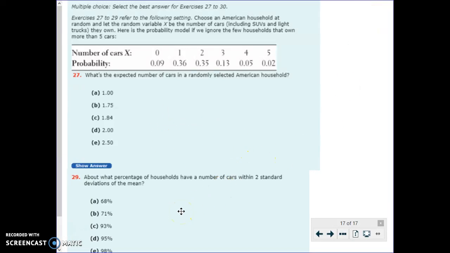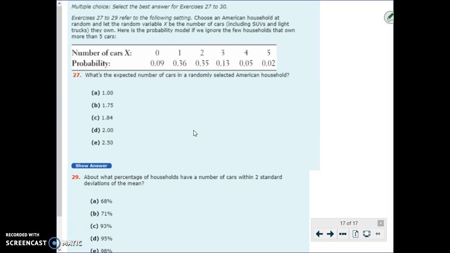All right, so I wanted to take a minute and review the problem that we discussed. This is problem number 27 and 29 for 6.1, which is talking about discrete random variables. So these are two multiple choice questions that you guys had for homework. So 27 was saying, find the expected value for the number of cars in a randomly selected American household.